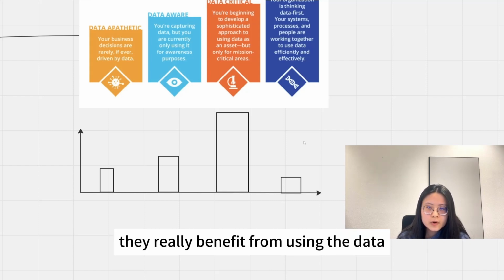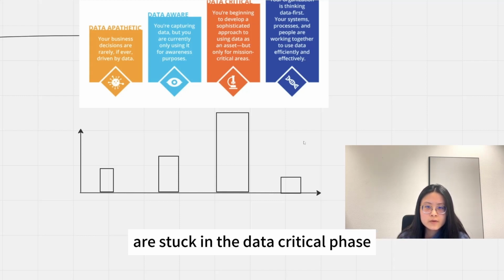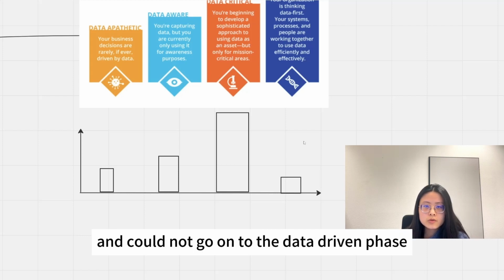They really benefit from using the data. But what I observe is that most companies are stuck in the data critical phase and could not go on to the data driven phase.